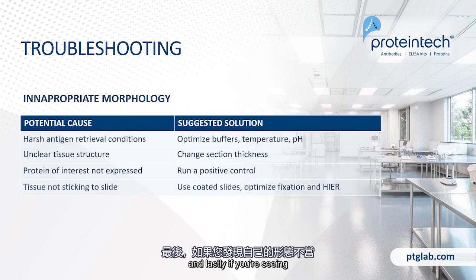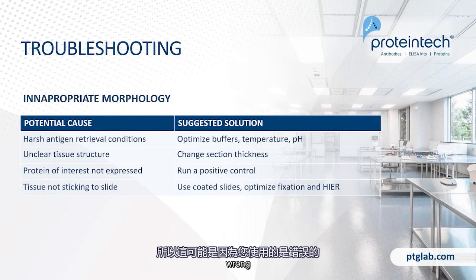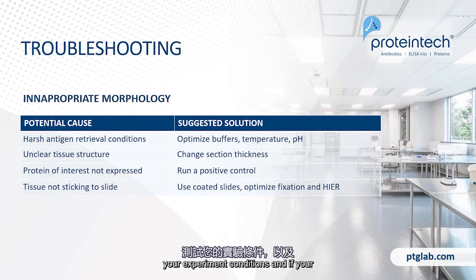or fixative. And lastly, if you're seeing inappropriate morphology with your results, this could be due to harsh antigen retrieval conditions, so you will want to optimize buffers and your temperature and pH. You might have unclear tissue structures, so this could be if you're using the wrong section thickness for your tissue. Your protein of interest might not be expressed, so try running a positive control to test your experiment conditions.